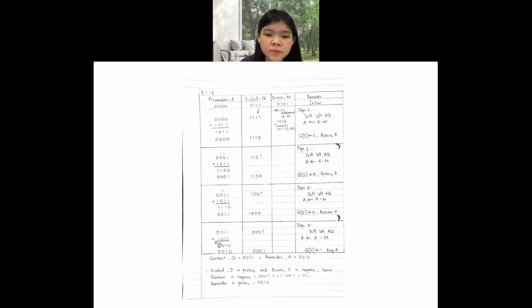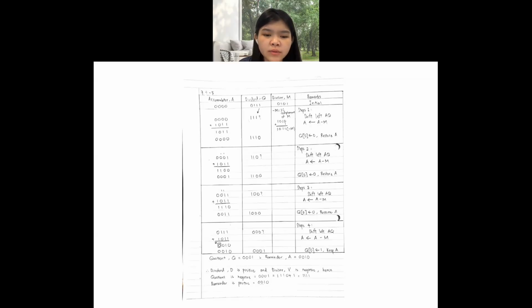After that, in step 3, we need to shift left again. So our A will be 0011 and our Q will be 100 with an unknown number. When we do A minus M, we get 1110. As the sign of the accumulator is 1, 0 is stored into the Q, so it becomes 1000. So we restore A again, and it becomes 0011.